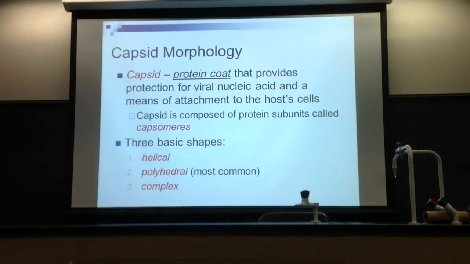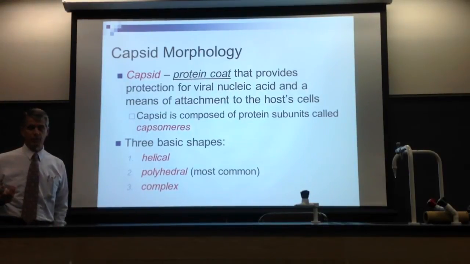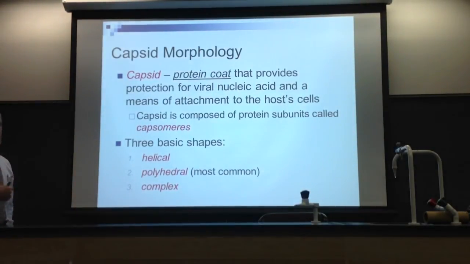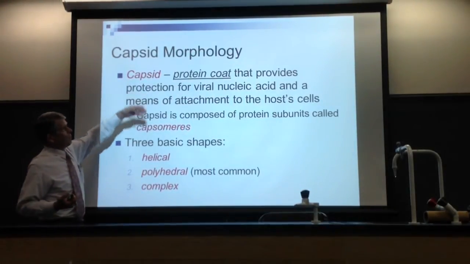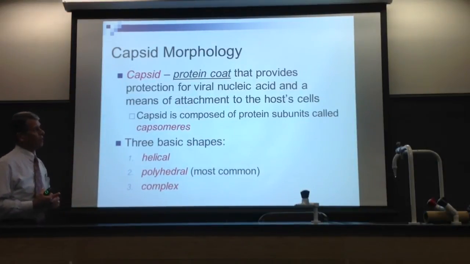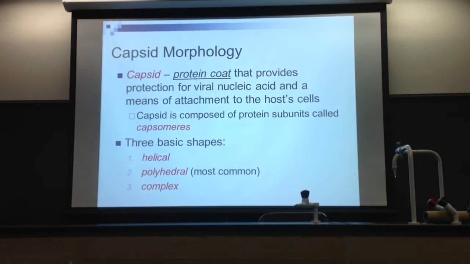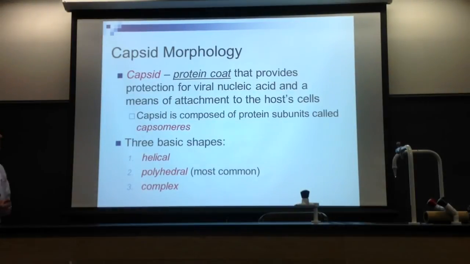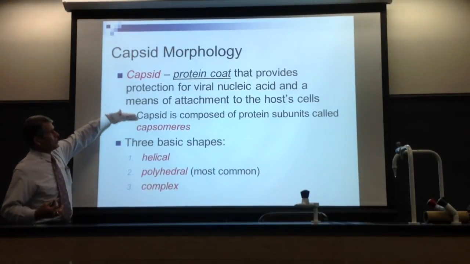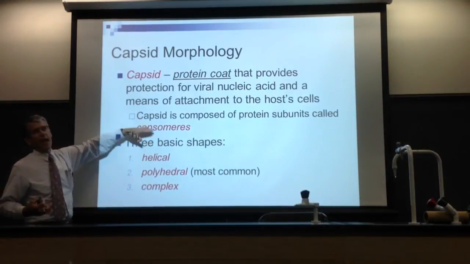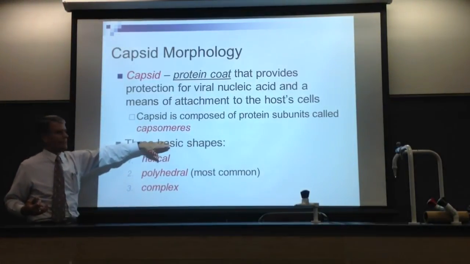Let's talk a little bit about the capsid morphology. Okay? Remember what that capsid was? Protein coat. Yeah. The protein coat provides protection for the viral nucleic acid. It also is a means of attachment, not the only means, but a means. The capsid is made up of things called capsomeres. Okay?